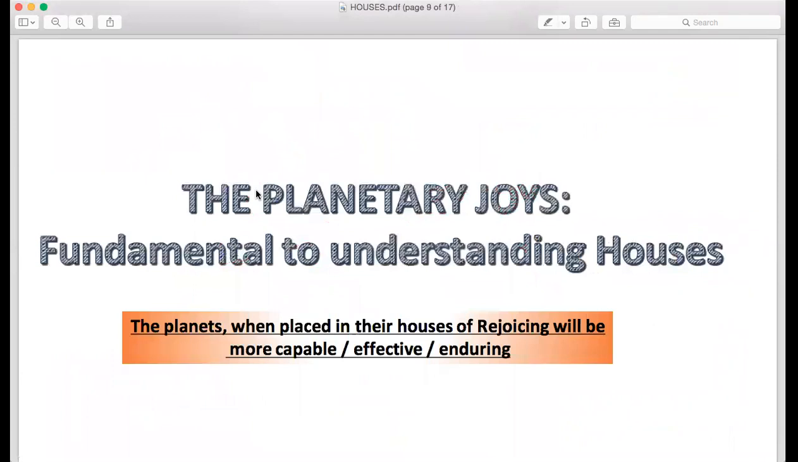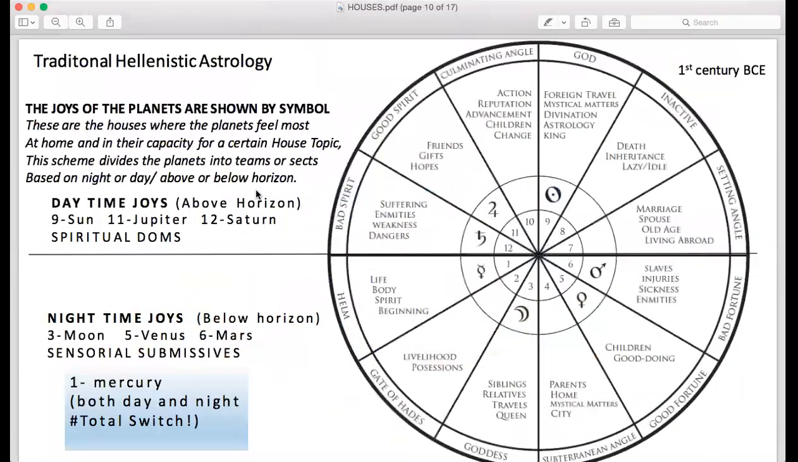We'll get into those joys now. So this is, again, kind of reviewing the traditional Hellenistic names. The helm was considered the first, the head, the helmet, right? That's where we get the word. The subterranean angle, the setting angle, and the culminating angle.